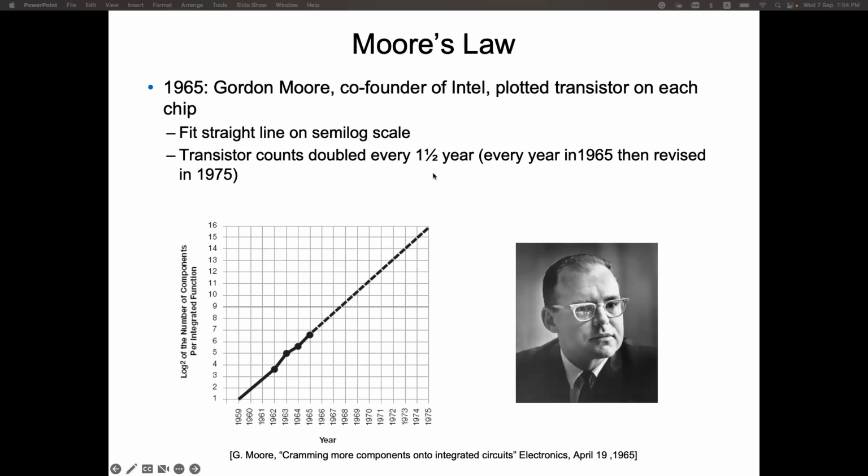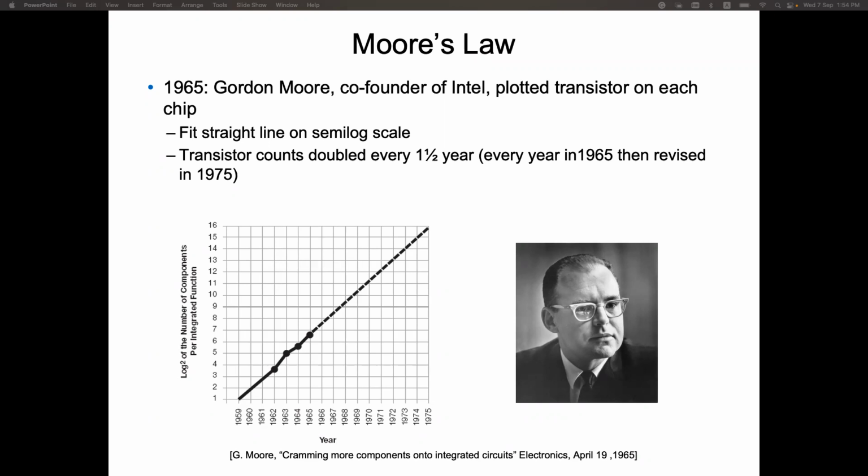But later he modified the doubling period to 1.5 years instead of 1 year. And this prediction has been remarkably precise. This exponential increase of transistor counts on IC has been valid in the past 50 years. And this is truly remarkable.